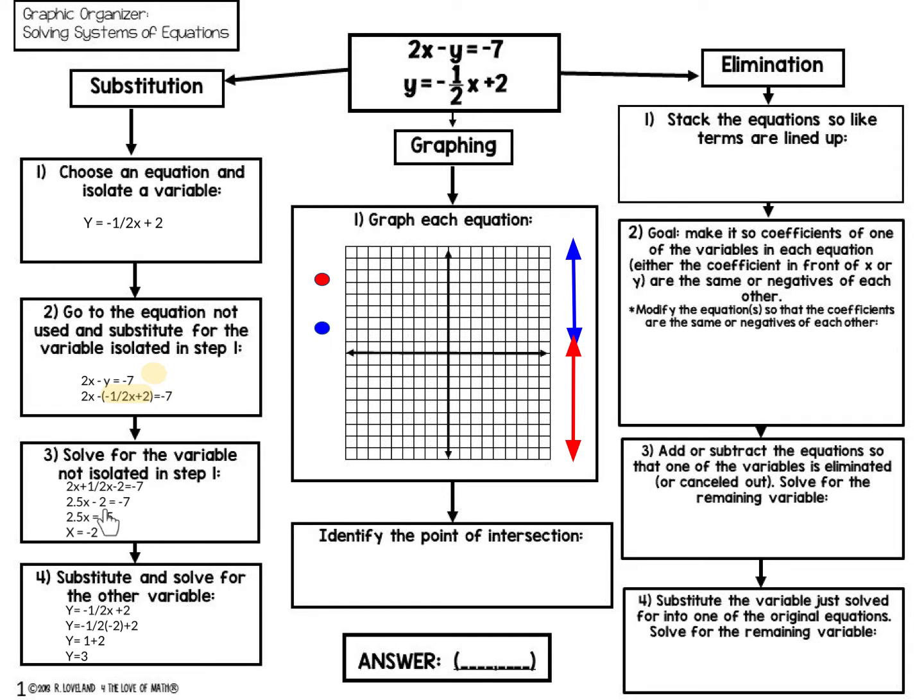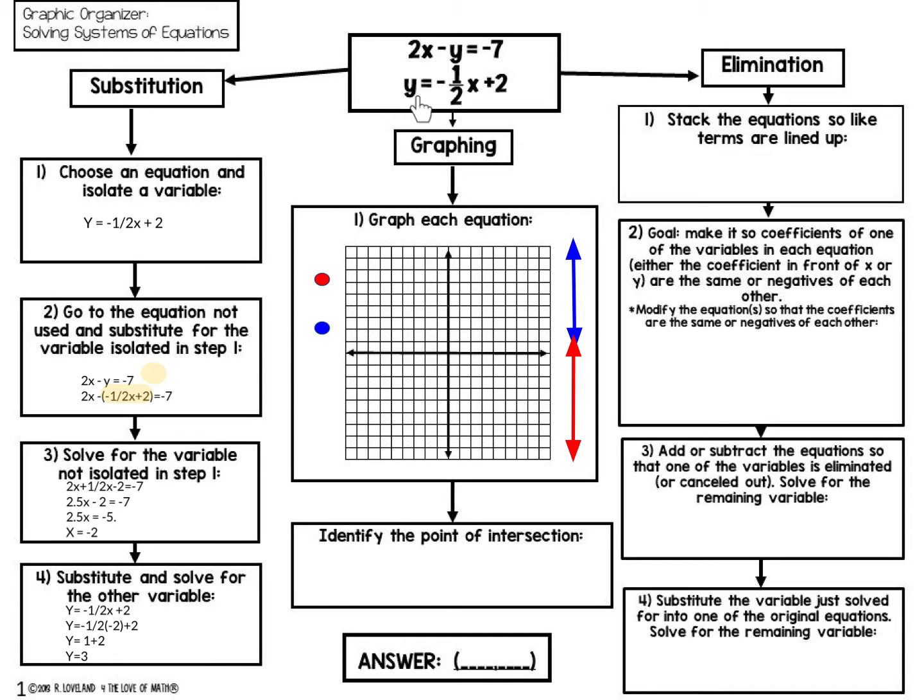Remember, now we have to undo the subtraction by adding 2 to the other side. When you add 2 to -7, you get -5. And my last step is I divide by 2.5. When I divide -5 by 2.5, I get -2. Now, I can take this x equals -2 and plug it back into either equation and solve.